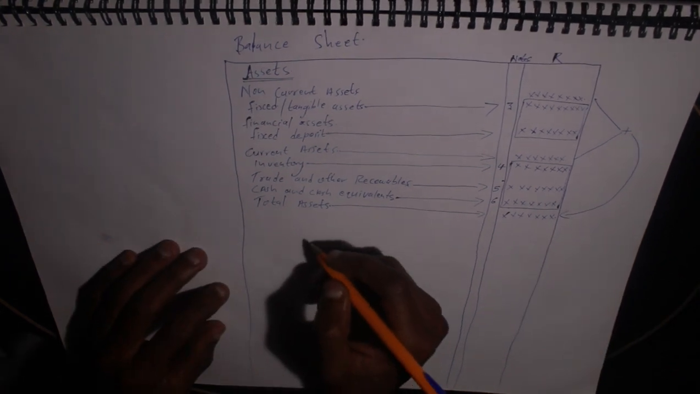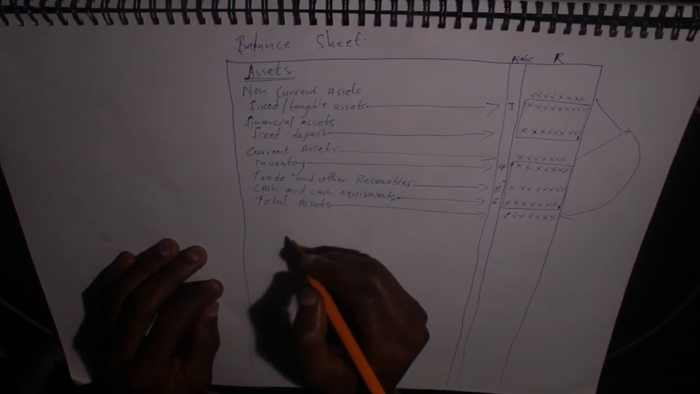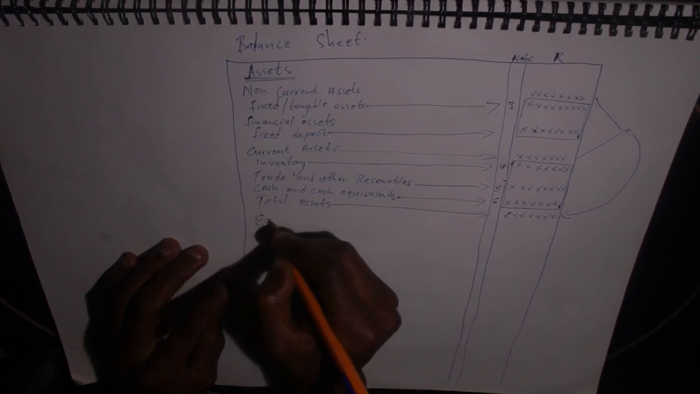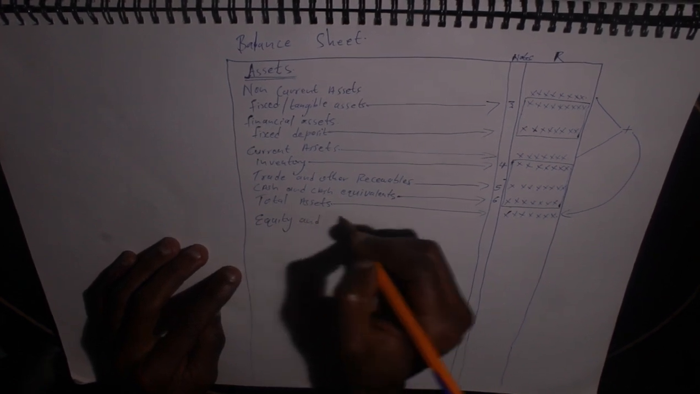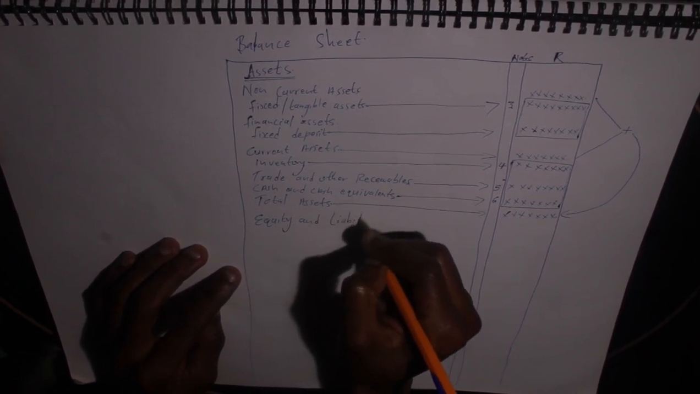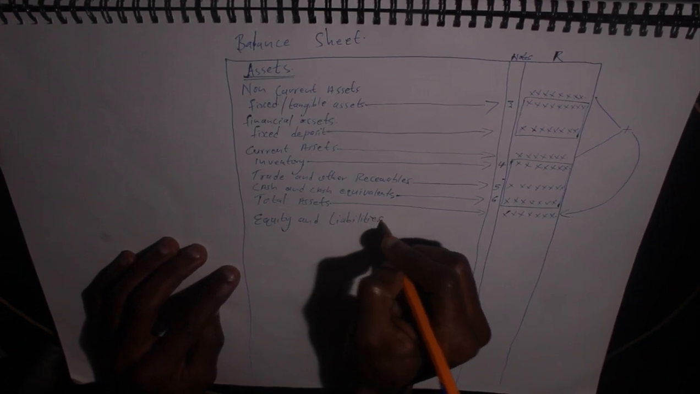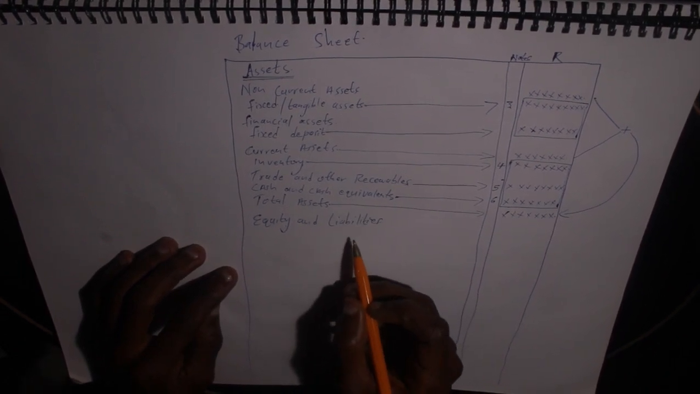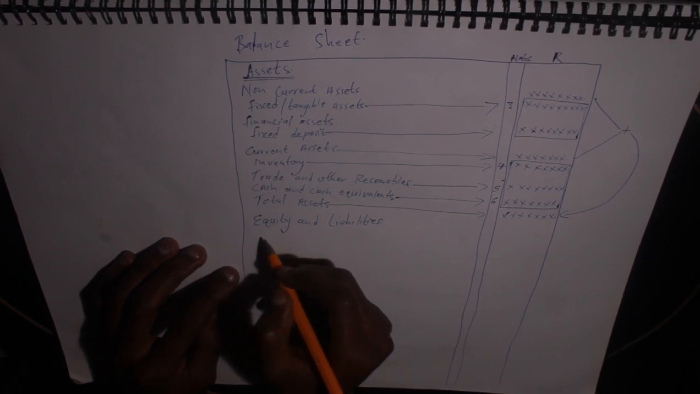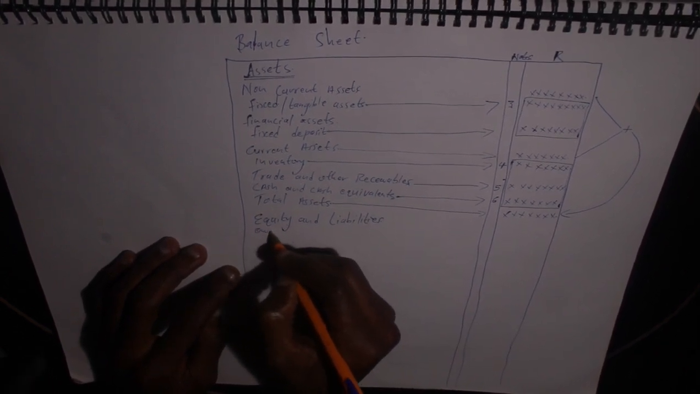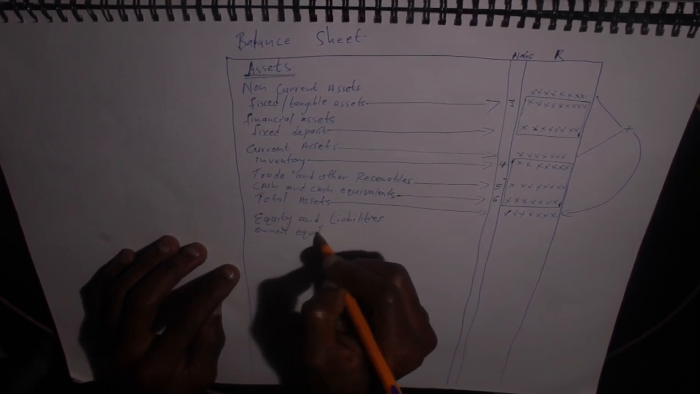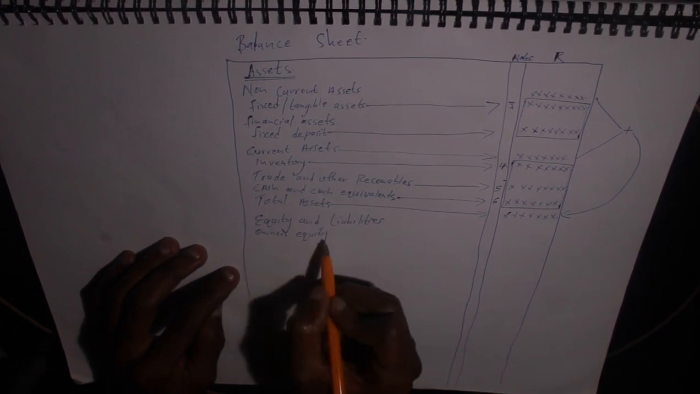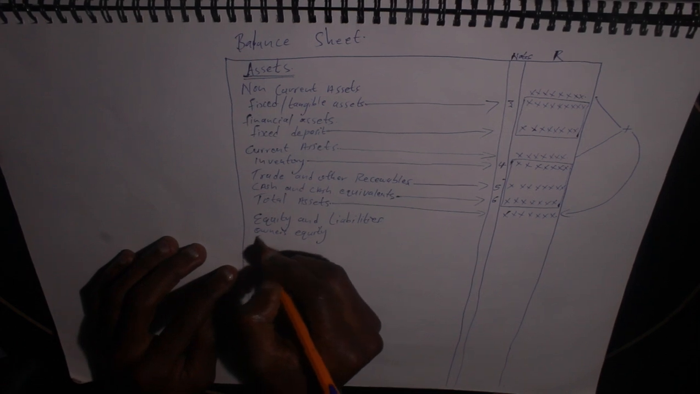Now the following part of our balance sheet is equity and liabilities. Under equity and liabilities, we have what we call owner's equity. Now, under owner's equity, we have what we call capital.